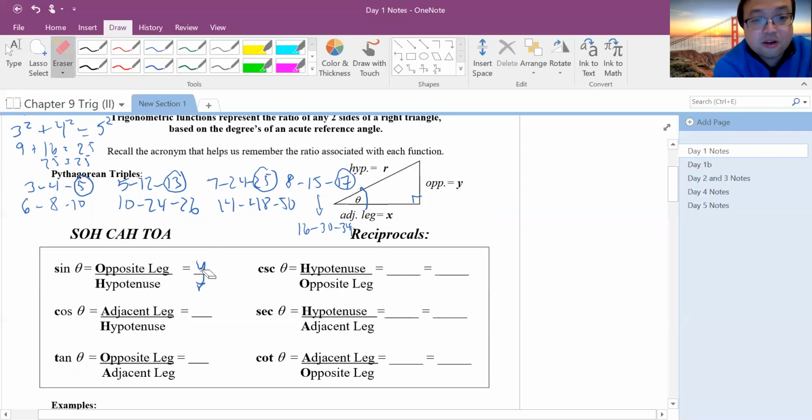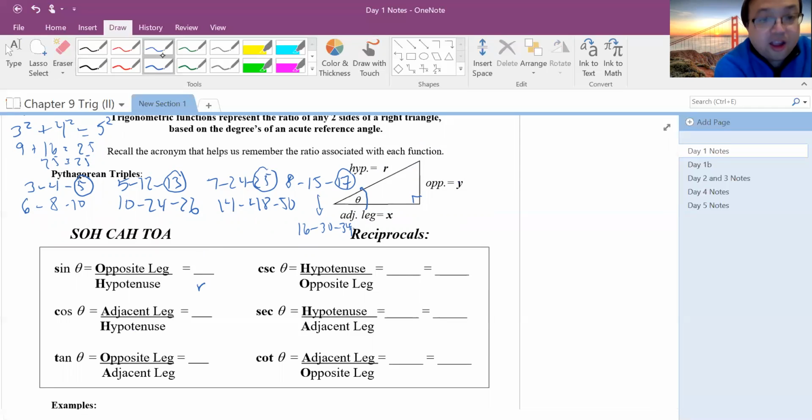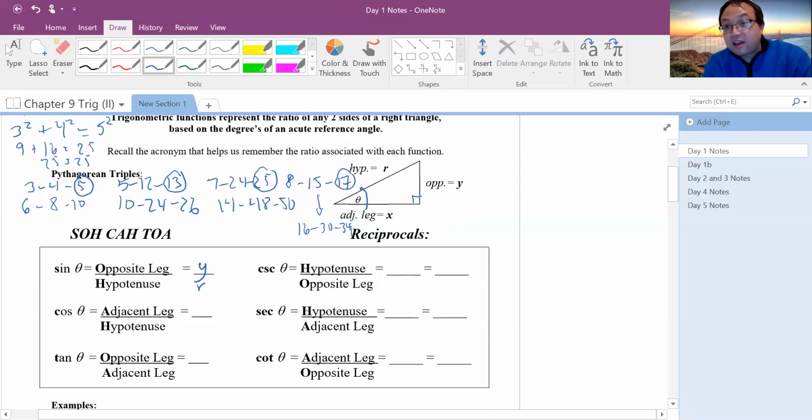So y over r is the opposite leg over hypotenuse, sine of theta. Now, if I do cosine of theta, that's adjacent leg over hypotenuse. So I choose x to be the adjacent leg because it's the horizontal leg. And then again, over the hypotenuse, in this case, the radius, x over r. And then for tangent of theta, opposite leg over adjacent leg, that would be y over x. So that right there is just recapping the first three.